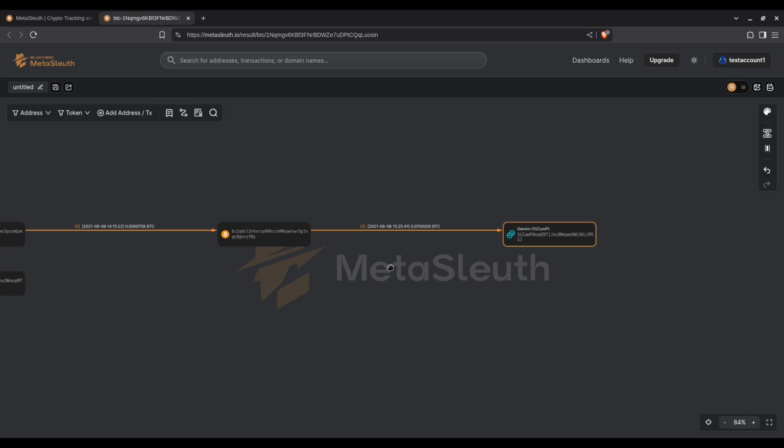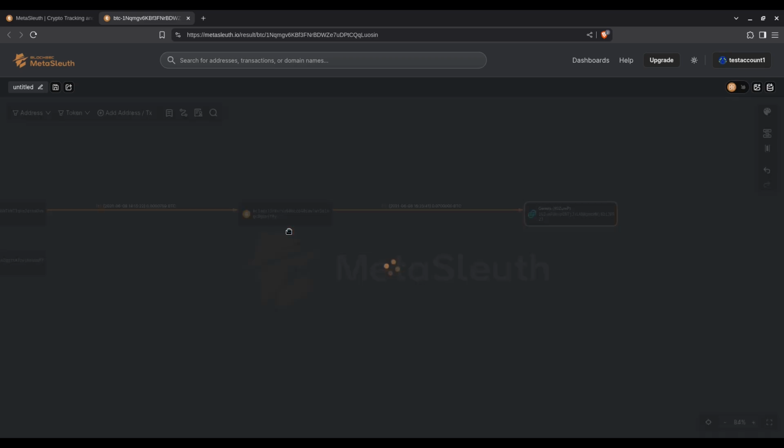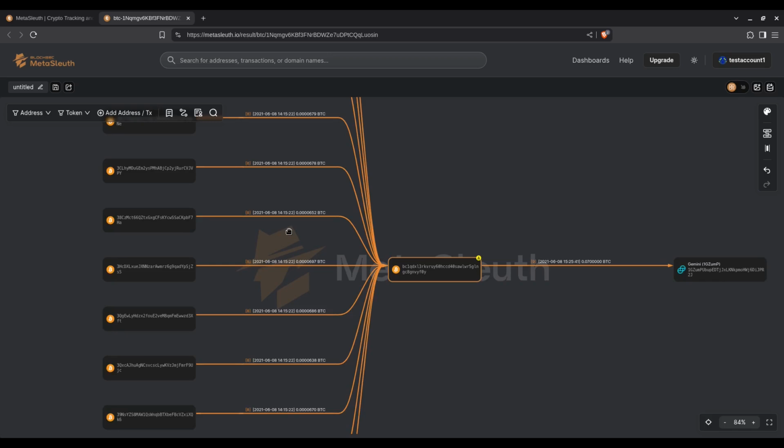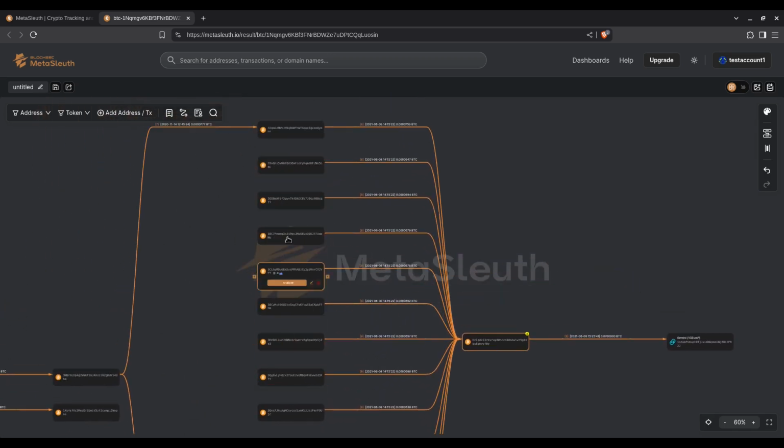Metasleuth also allows you to analyze inputs and outputs with one click. By doing this for the last BC1 address, we can see that many inputs were consolidated from different addresses into it. All these addresses belong to the same wallet. We can confirm that by using walletexplorer.com to cluster the two addresses, showing the attacker emptied their wallet and transferred the funds to the exchange.